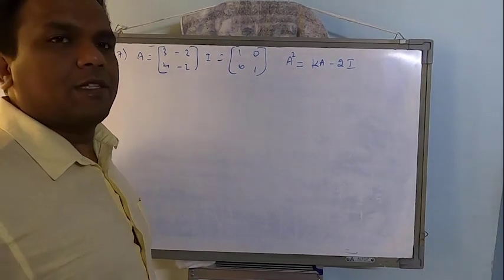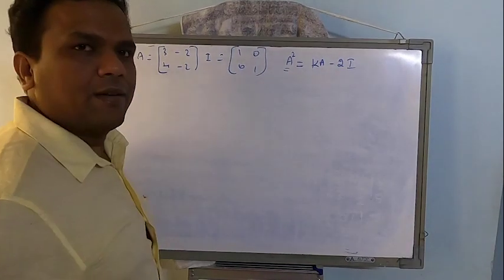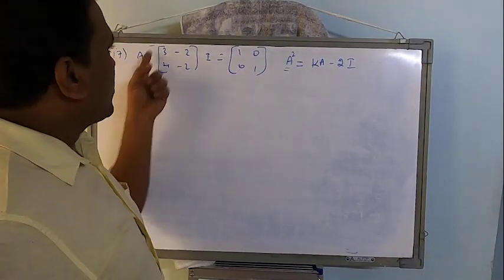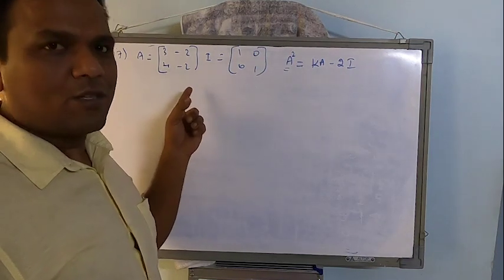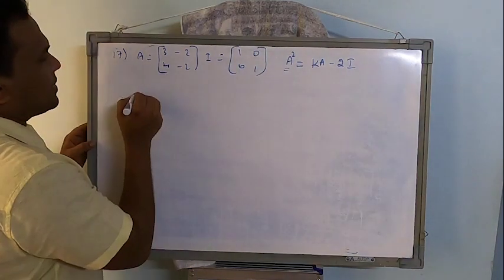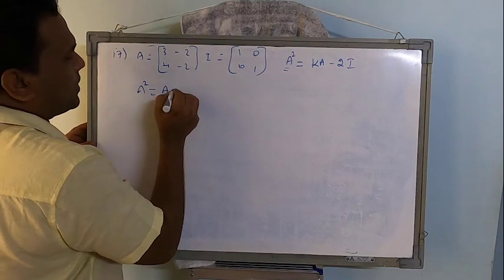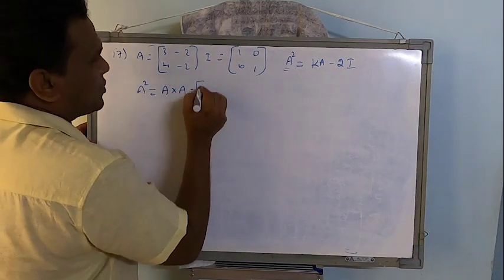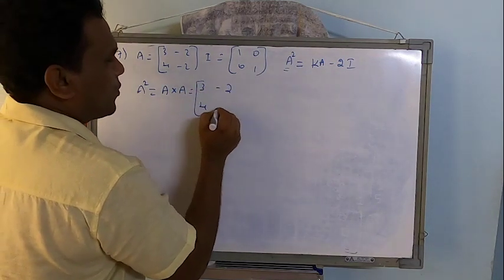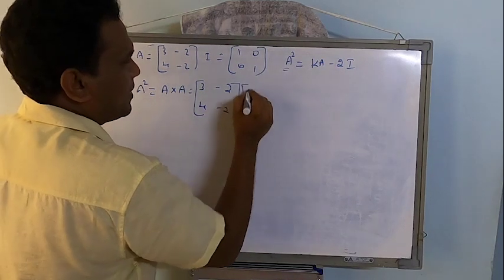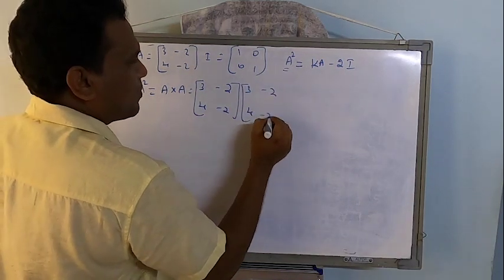So what should be done? First thing, I should find A square. How to find A square? Square each element of matrix A? No, that's not the correct procedure. A square is A multiplied by A. So, the matrix 3, minus 2, 4, minus 2 multiplied by 3, minus 2, 4, minus 2.